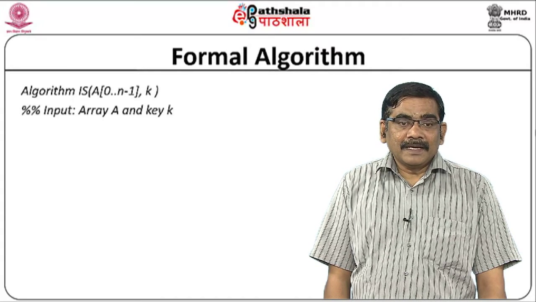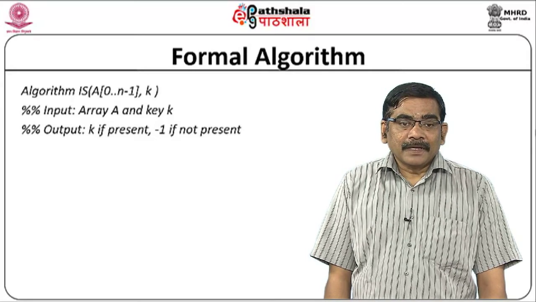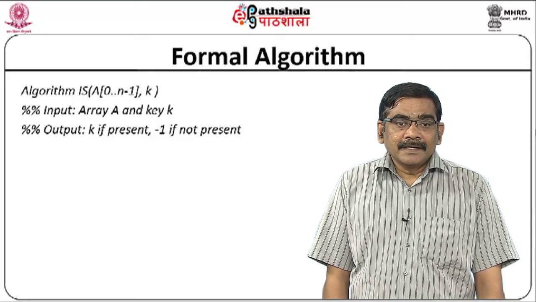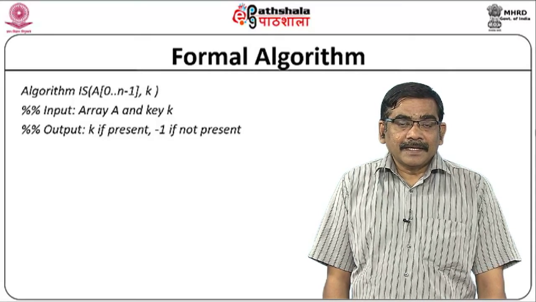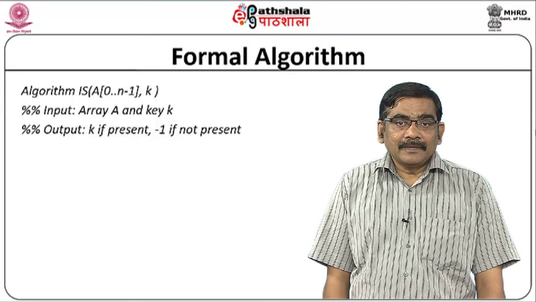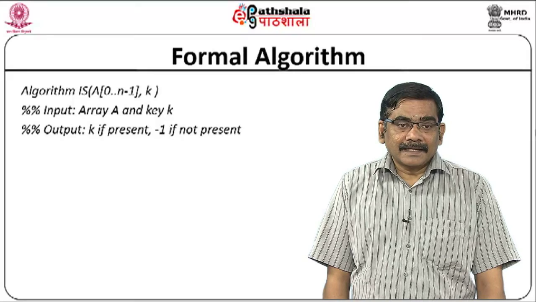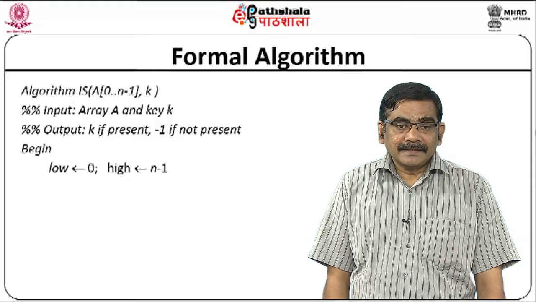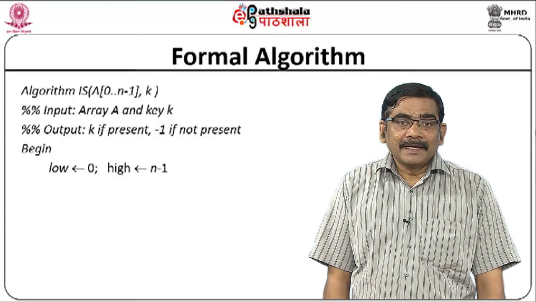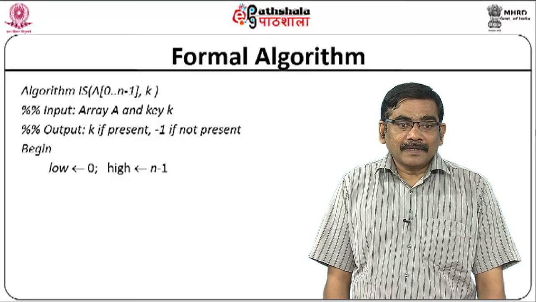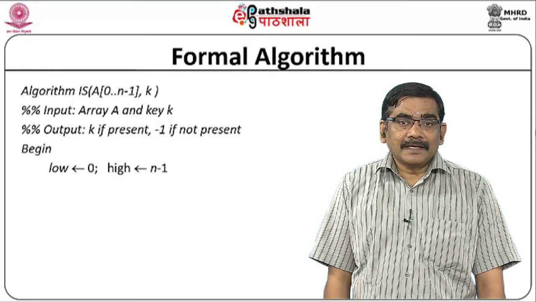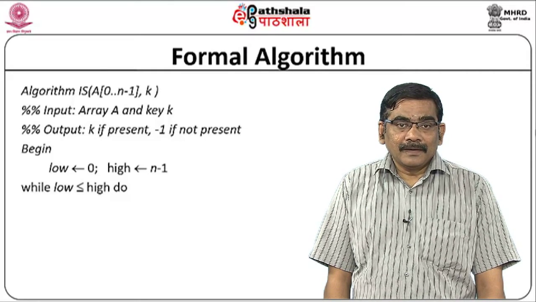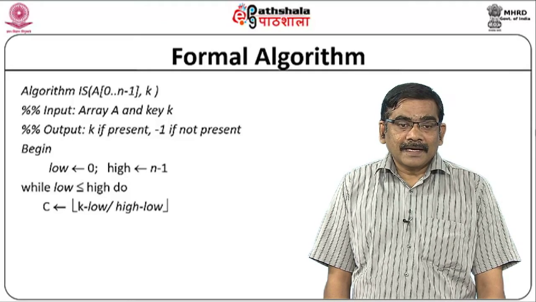This is the formal algorithm. You can see exactly what is happening. Algorithm interpolation search: we take an array indexed by 0 to n minus 1 and we read the target key. The output is going to be k if it is present, otherwise it is going to be minus 1. Like in the binary search algorithm, we start with low equal to 0 and high equal to n minus 1. We start the loop while low is less than or equal to high.